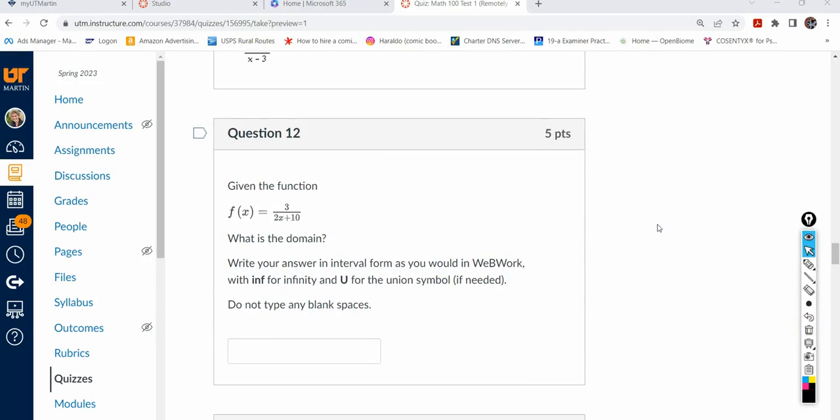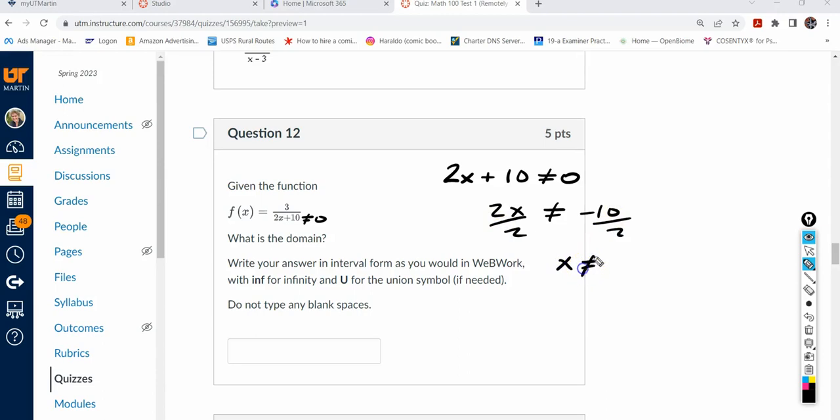Okay, now what is the domain? Well, we have a fraction here, and the denominator is not allowed to be 0. So let's do that a bit bigger. But this is the restriction on 2x plus 10. For the domain, I need to know what the restriction on x is. So subtract 10 from both sides and divide both sides by 2. So x can be anything except negative 5.